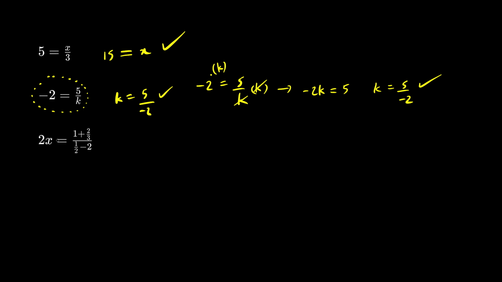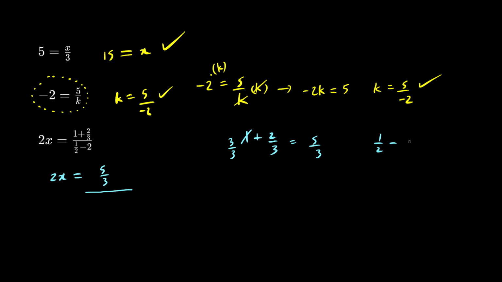Now let's try this question here. We're trying to solve x. It looks a bit more complicated, but all we have to do is step by step work out these little subproblems. So the numerator here is 1 plus 2/3, which is the same thing as 3 over 3 plus 2/3, which is 5 over 3. So we have 5 over 3 all divided by 1/2 minus 2.